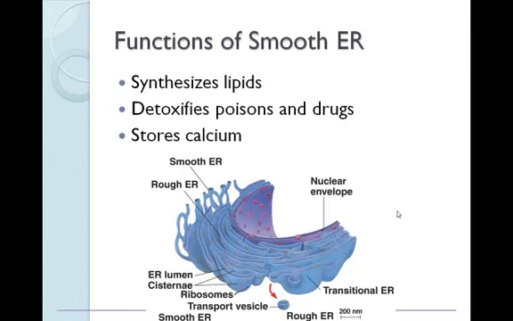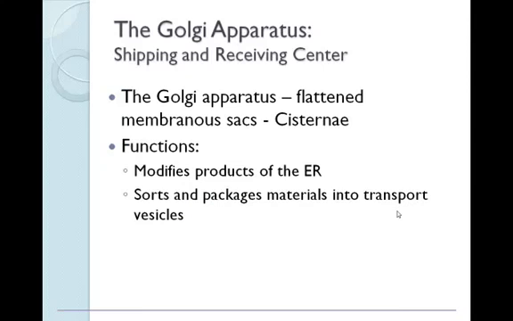The smooth ER's functions are very different from the rough ER. The smooth ER contains enzymes for lipid synthesis. In some cells, the smooth ER has enzymes to detoxify poisons and drugs. And in muscle cells, the smooth ER stores calcium and releases it when the muscle cell is signaled to contract.